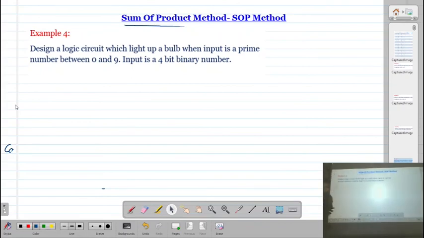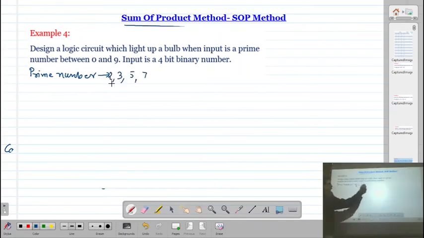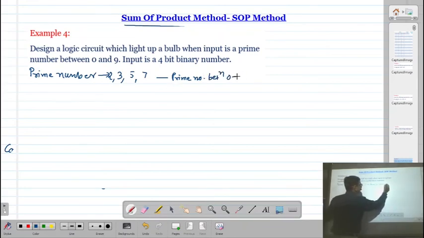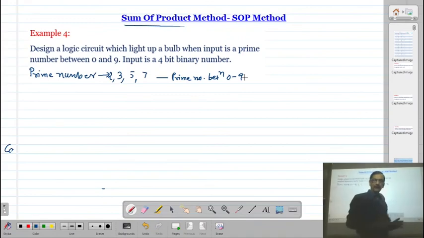Remember, you should know what a prime number is. A prime number is one which cannot be factored, meaning it doesn't have a fraction. So 2, 3, 5, 7. These are my prime numbers. Prime numbers between 0 to 9. Remember, here you have to design a circuit only for 0 to 9, that you can say is a kind of BCD number.